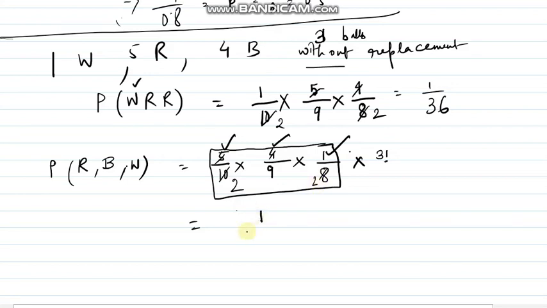This will be again 1 divide by 36, 3 factorial is 6, so that is 1 divided by 6.